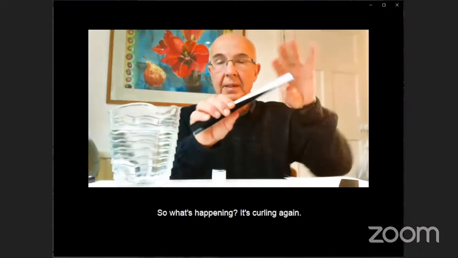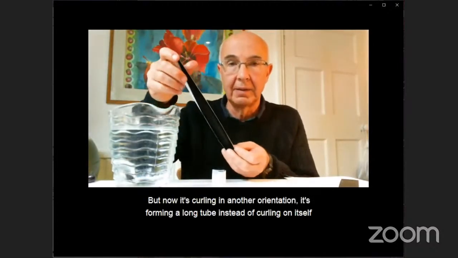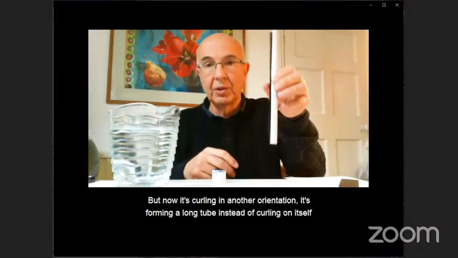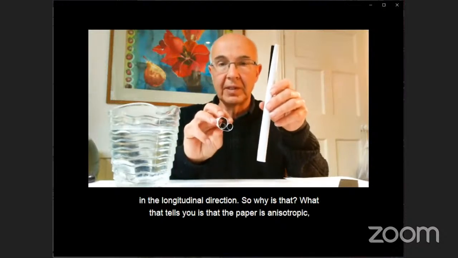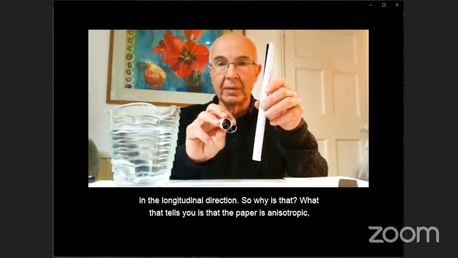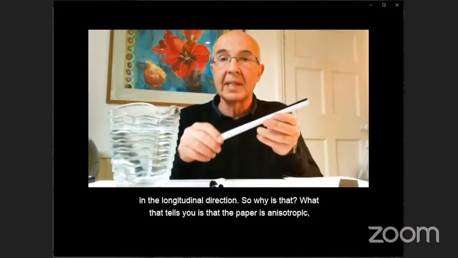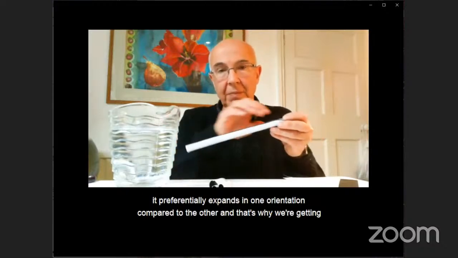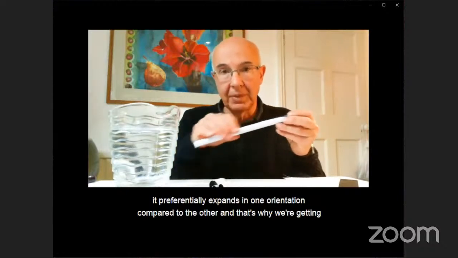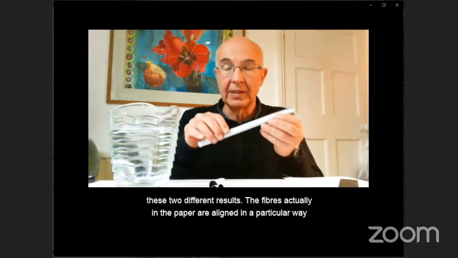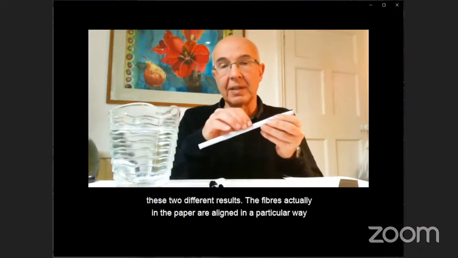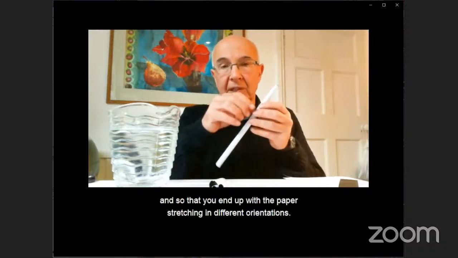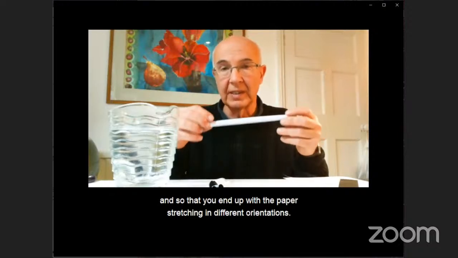So what's happening? It's curling again, but now it's curling in the other orientation. It's forming a long tube instead of curling on itself in the longitudinal direction. So why is that? What that tells you is that the paper is anisotropic. It preferentially expands in one orientation compared to the other, and that's why we're getting these two different results. The fibers actually in the paper are aligned in a particular way so that you end up with the paper stretching in different orientations.